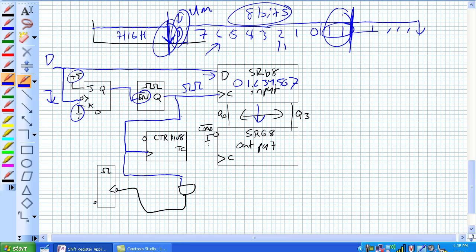And notice this whole time that this counter has been counting. We're at state 0, we're at state 1, we're at state 2, and now finally we get to state 7. Terminal count goes high. Terminal count high is fed to that AND gate right there. And it's the same clock right there, so you're enabling this thing a chance to clear.